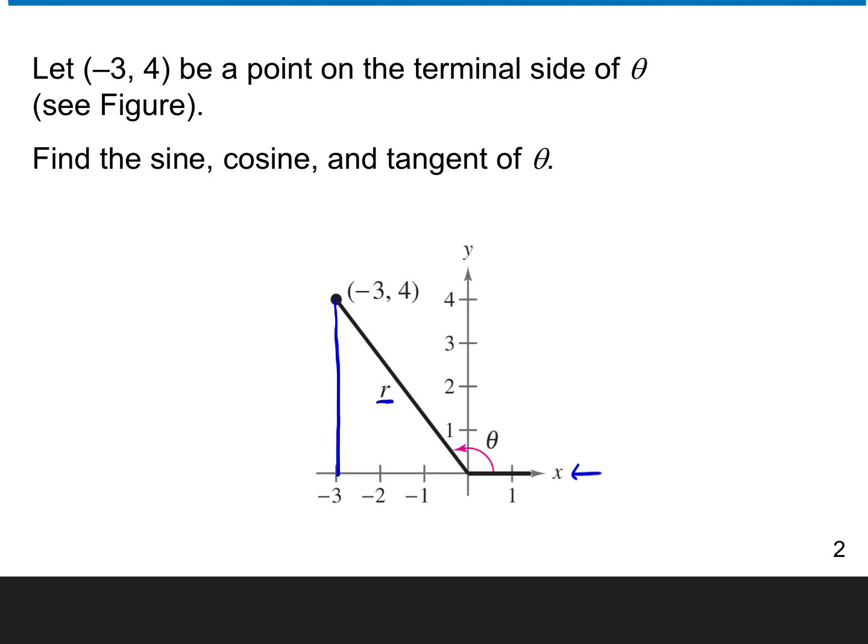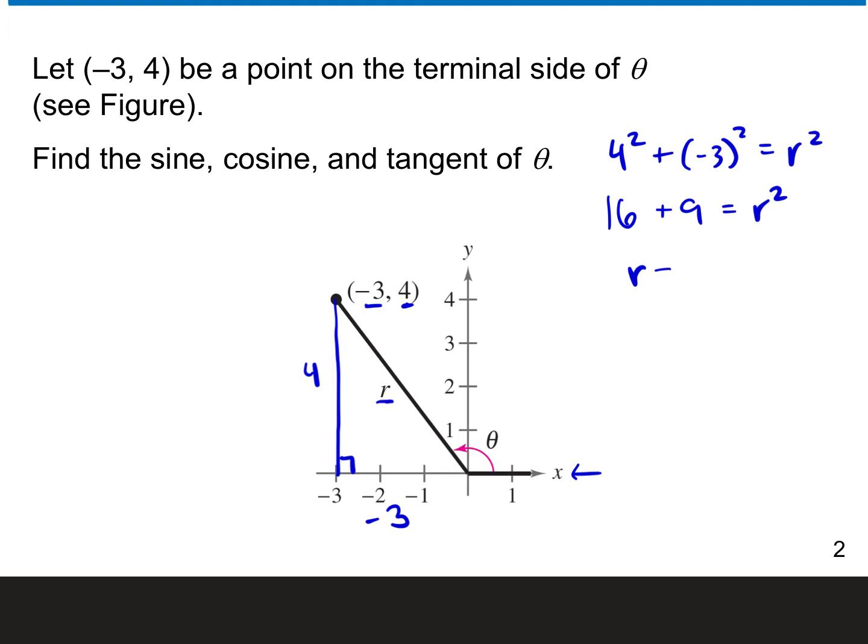So my x, the length of the side of my right triangle along the x-axis, was negative 3, which is my x here. The height is 4, because that was my y. And then I can use the Pythagorean theorem to find my radius, the hypotenuse of this triangle. So that would be 4 squared plus negative 3 squared is equal to r squared. So 16 plus 9 is equal to r squared. So that would mean r is the square root of 25.